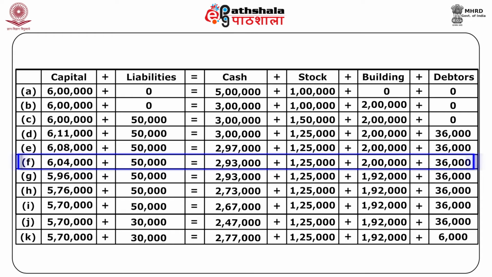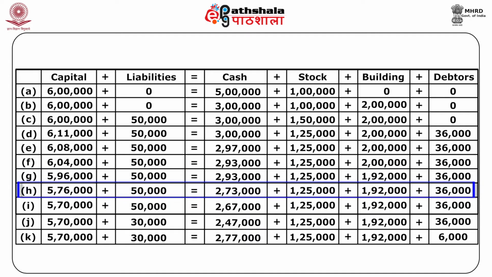Then on F part, 6 lakh 4,000 of capital plus 50,000 liabilities will give you around 2,93,000 of cash plus 1,25,000 of stock plus 2 lakh of building plus 36,000 of debtors. On G part, 5,96,000 of capital plus 50,000 of liabilities will give you 2,93,000 of cash plus 1,25,000 of stock plus 1,92,000 of building plus 36,000 of debtors.